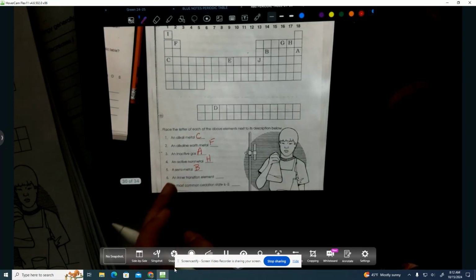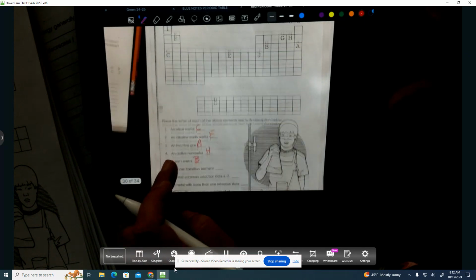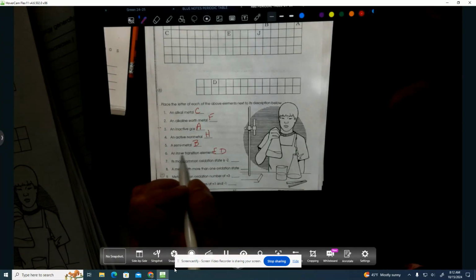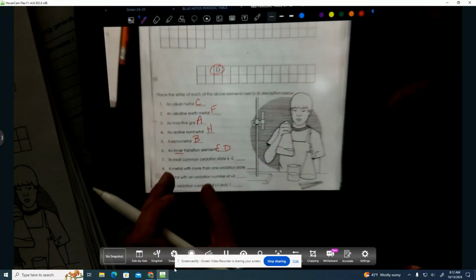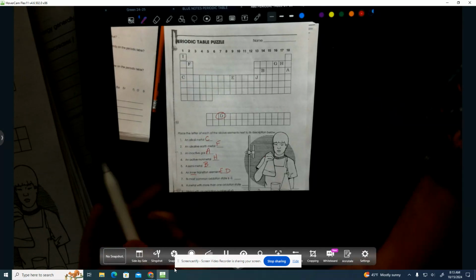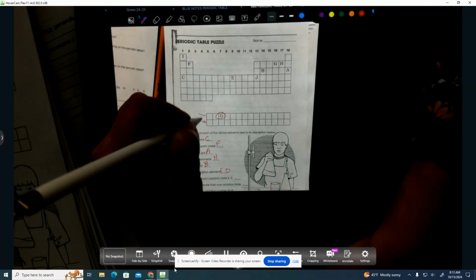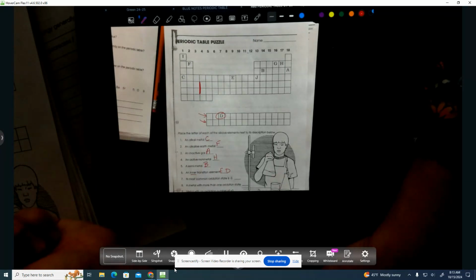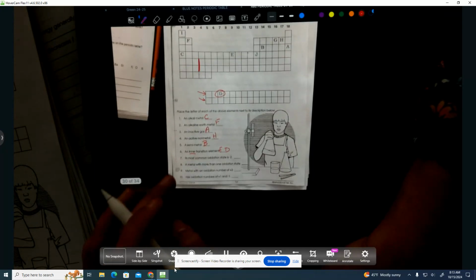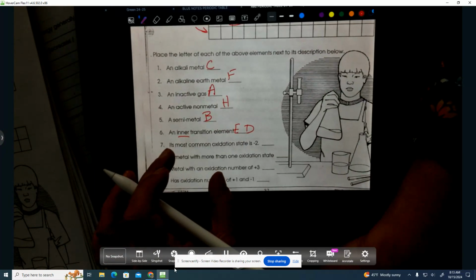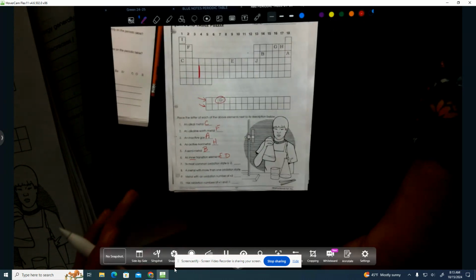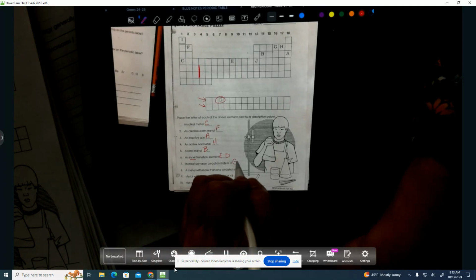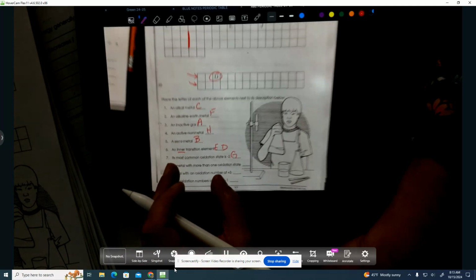All right, and transition element. Okay, E or D. Because they said inner transition, the answer is really D. Okay, what that means when they say inner transition, remember this lanthanide and actinide series? They are inside here. They're right here, and you have to put them inside. That's why they're called inner transition metals. Most common oxidation state is -2. Which one? G. Good.